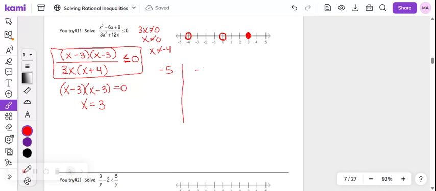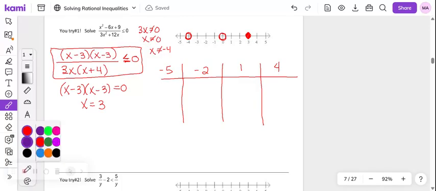I'm going to try -2 because that's between -4 and 0. I'll be testing 1, and you can test 2 if you want. We'll get the same answer. And I'm going to test 4. And again, you can test 5, 10, 100, because that's anything bigger than 3.